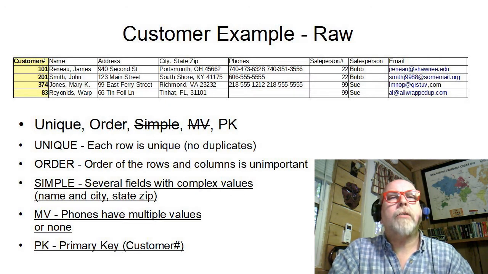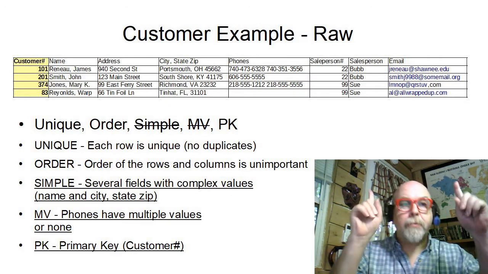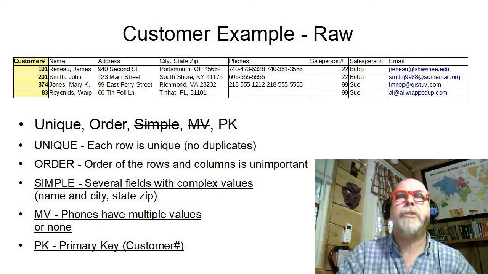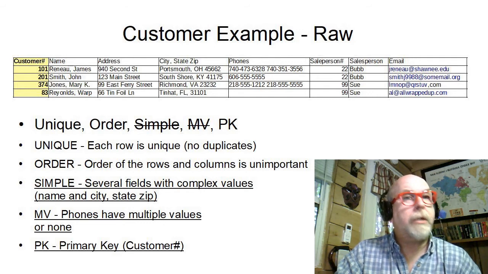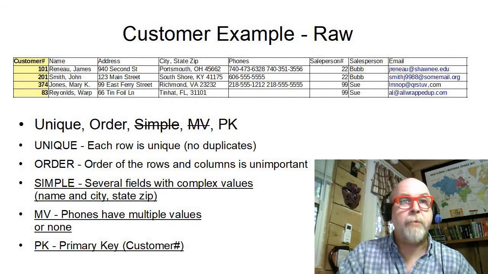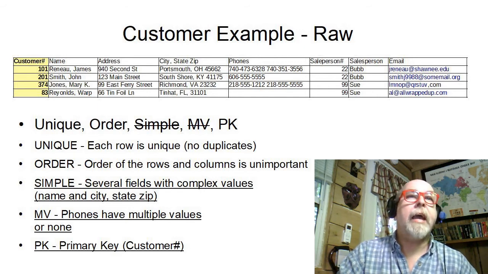So let's say your client gave you this little spreadsheet, and it's a whole lot bigger than this, but there's a little sample of the spreadsheet, and it's information about the client's customers. It contains customer number, name, address, city, state, zip, their phone numbers, the salesperson number and name, and then the customer's email address.